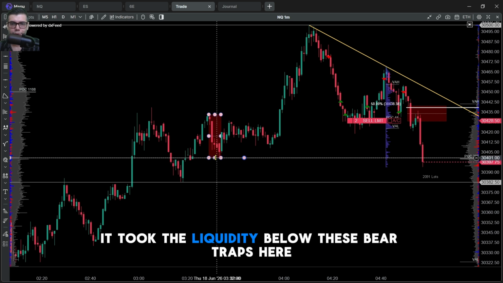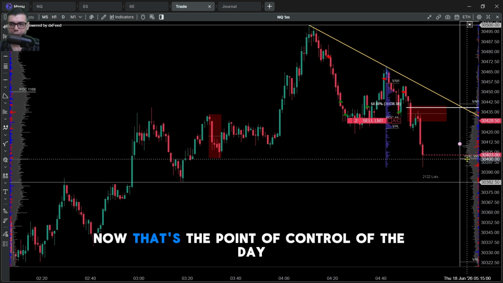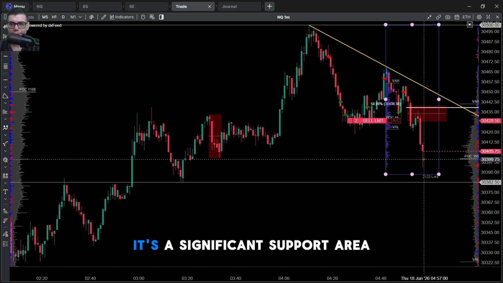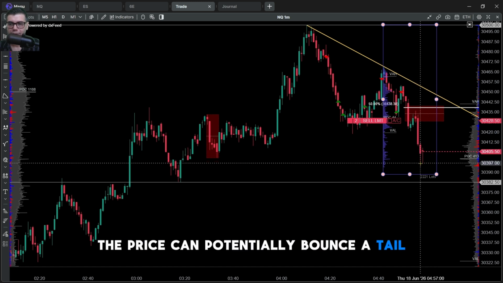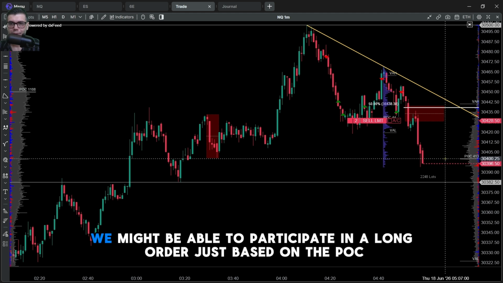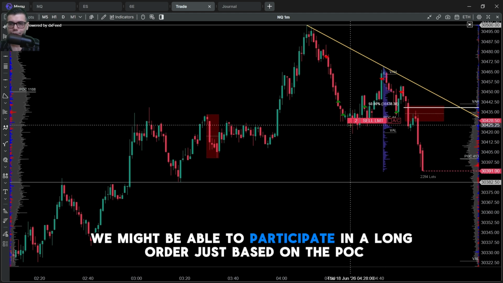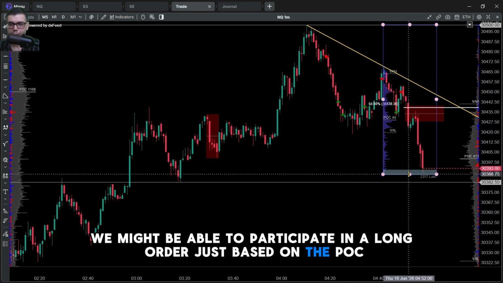It took the liquidity below these bear traps here. So I can remove this line now. That's the point of control of the day. It's a significant support area. The price can potentially bounce. A tail, another one right at the point of control of the day. We might be able to participate in a long order just based on the POC.